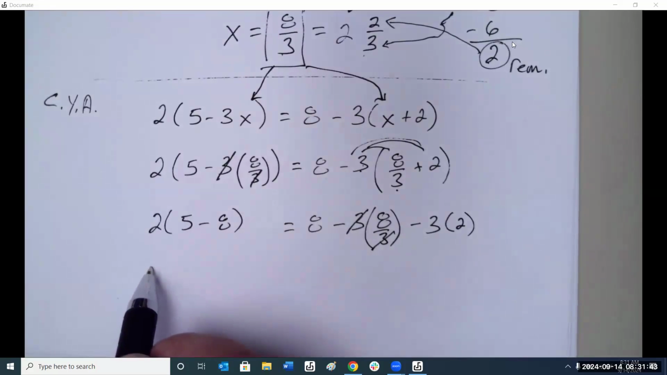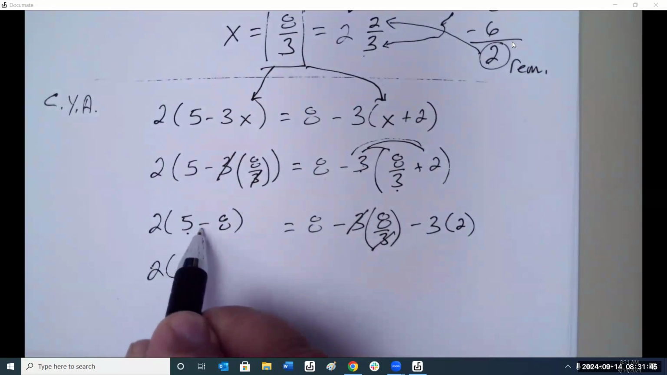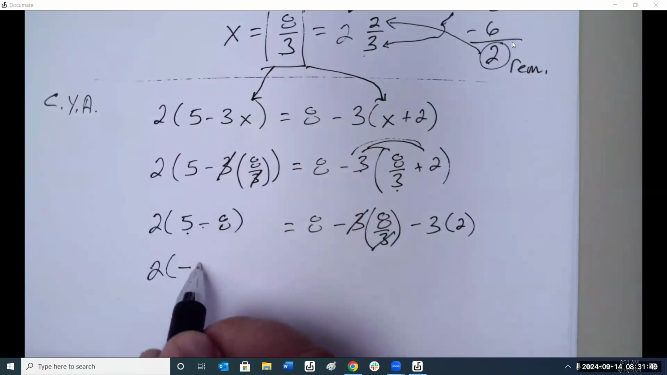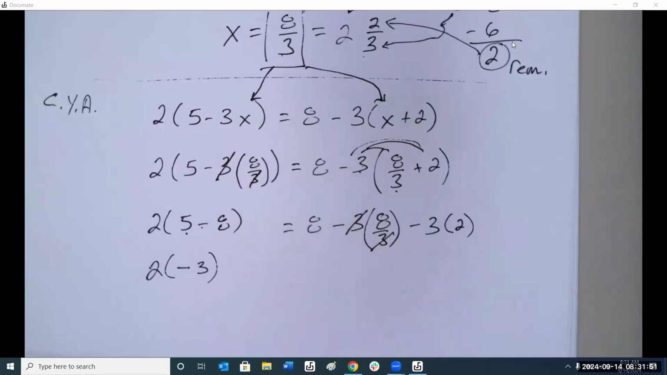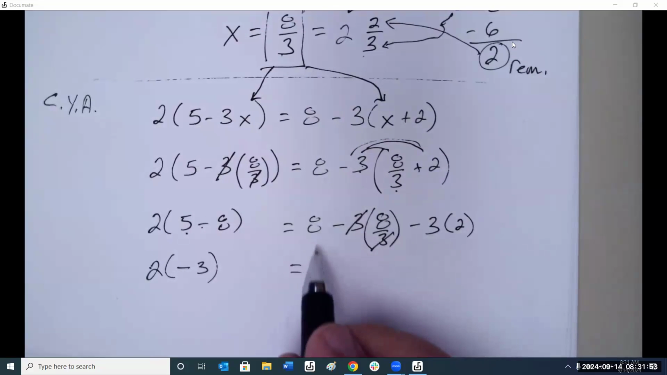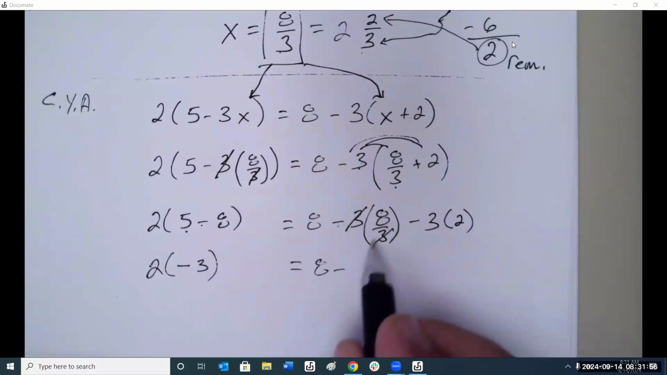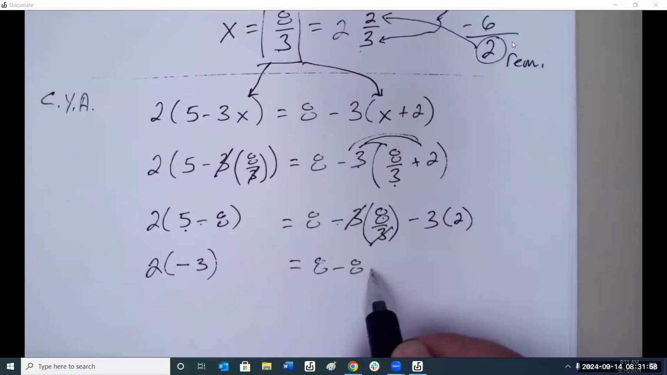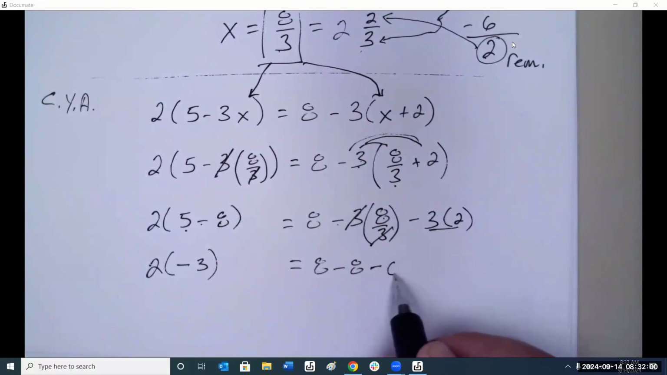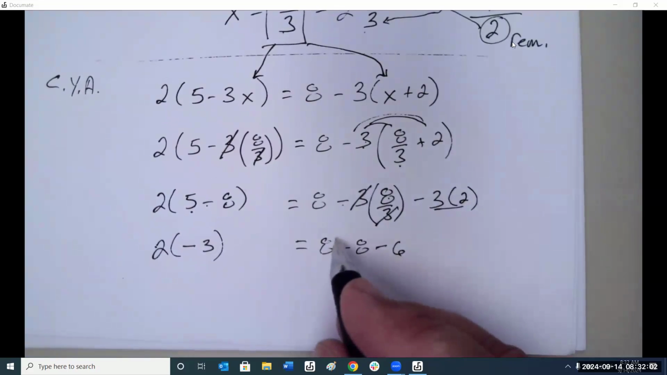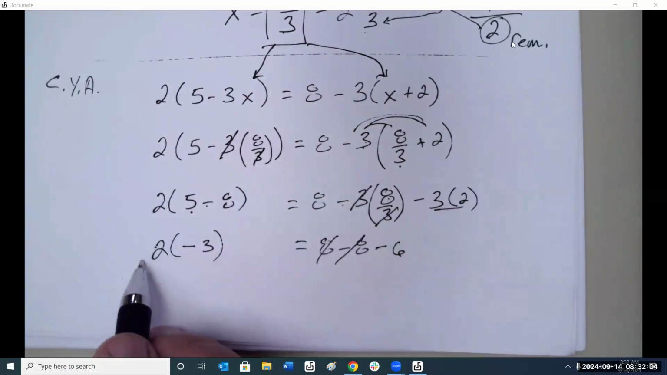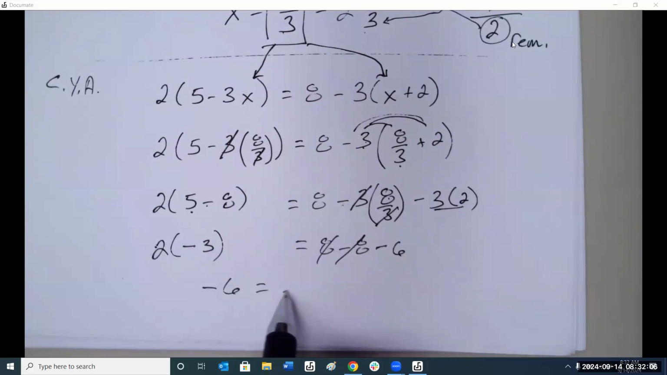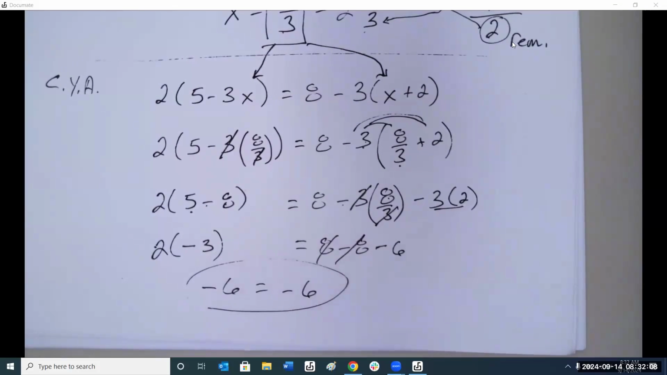So we have 5 minus 8. 8's bigger than 5, so it's negative. 8 minus 5 is 3. So we have 8 minus 8. 3 times 2 is 6. 8 minus 8 cancels. So we get -6 equals -6.